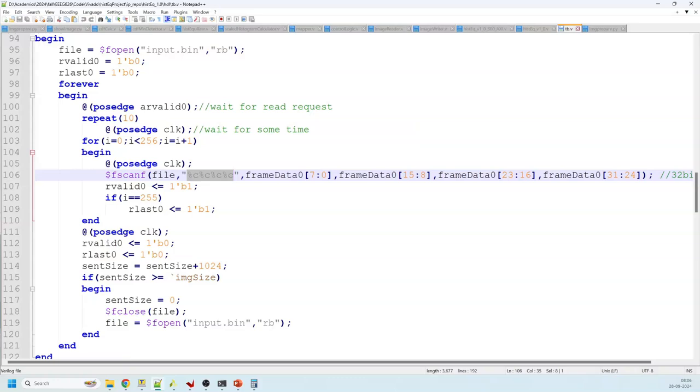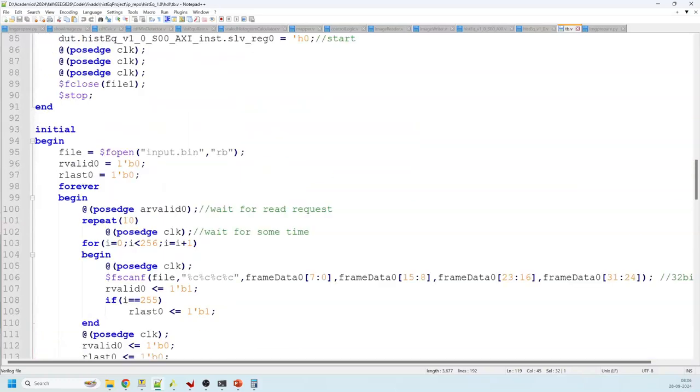In this particular case, our IP is reading twice from the memory. In order to emulate that, once our testbench sends the entire image, it closes that image file and reopens it. So when the IP requests a second time, it will again be able to send from the beginning of the file. So that's the technique used here.